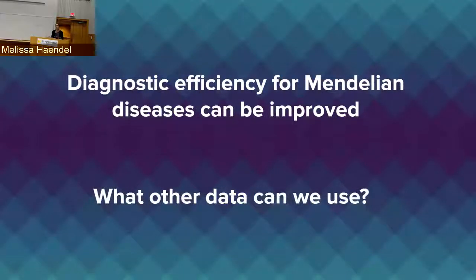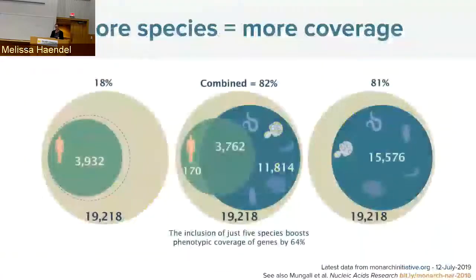So what other data can we use? Actually, I'm just going to skip to this one. So if you look at the human coding genome, there are 19,218 genes. Of those, roughly 3,900 of them have causal mutations that cause an abnormal phenotypic outcome. So we really only know something about 18% of the human coding genome in terms of disease-causing genes for Mendelian disease.